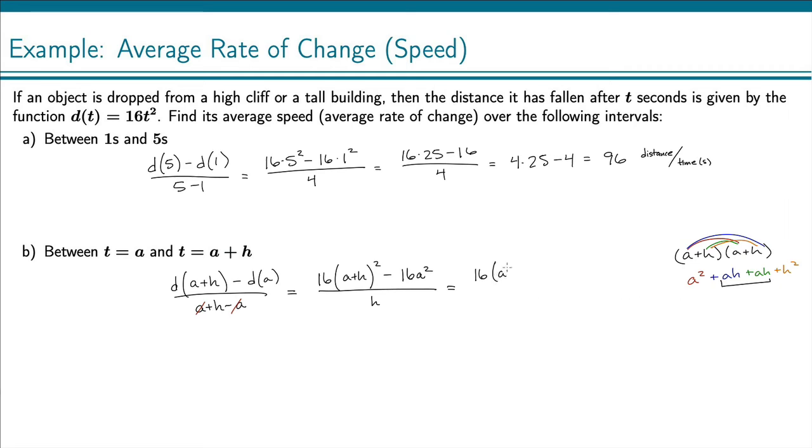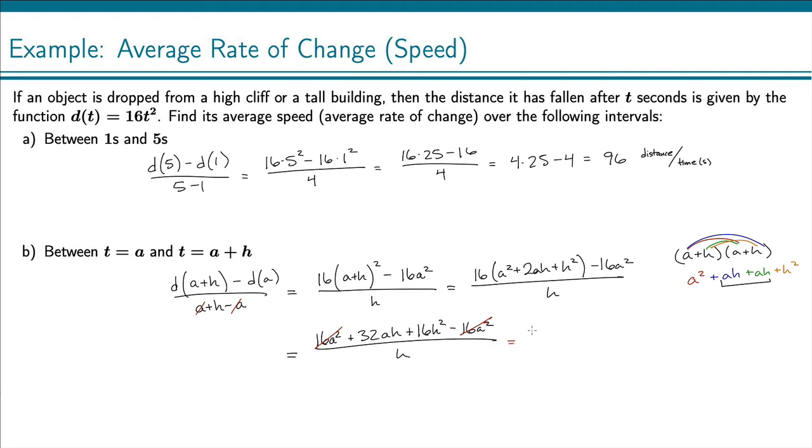So this is 16 times a squared plus 2ah plus h squared, and then minus the 16a squared, all over h. And this 16 we can distribute into these parentheses. We want to expand everything so that we can combine some like terms. So we get 16a squared, and then 16 times 2ah is 32ah, and then plus 16h squared minus the 16a squared all over h. And now we see that 16a squared also cancels.